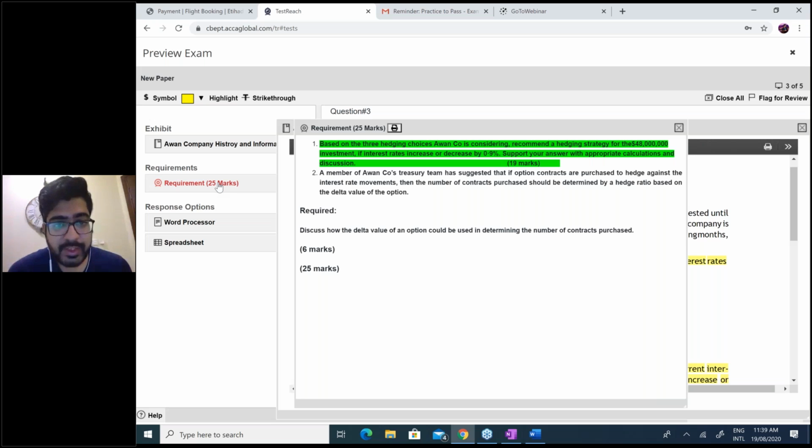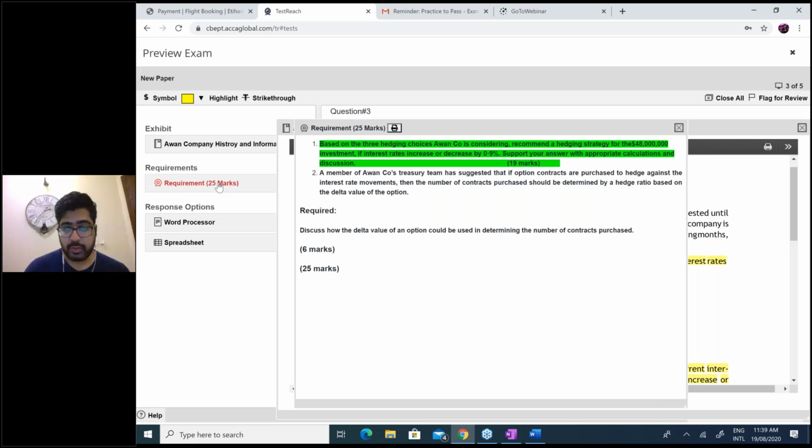So based on the 3 hedging choices Avan is considering, recommend a hedging strategy for 48 million investment. See, the question didn't ask you for a specific strategy. The question only said, recommend a strategy for 48 million investment. So obviously when the question asks you to recommend a strategy, you need to solve 3 and decide: FRAs, futures, options, then you will recommend.